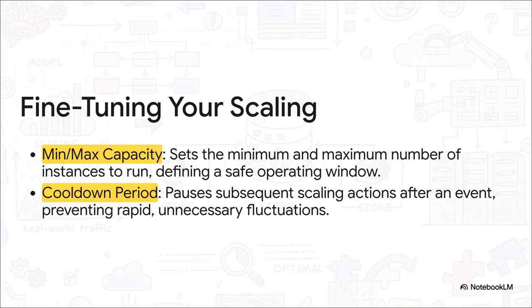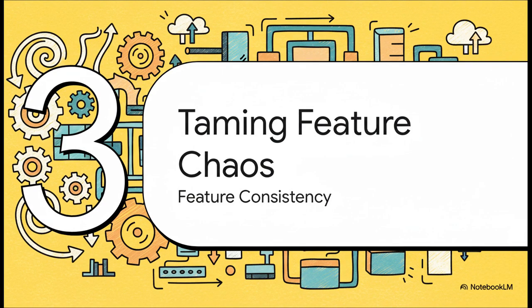You can set a minimum and maximum number of servers, which is like setting a floor and a ceiling for your spending. And the cooldown period is also super important. It basically tells the system, hey, after you make a change, just take a breath for a minute before you do anything else. This stops it from freaking out and scaling up and down too quickly. So now our model is a lean, mean scaling machine.